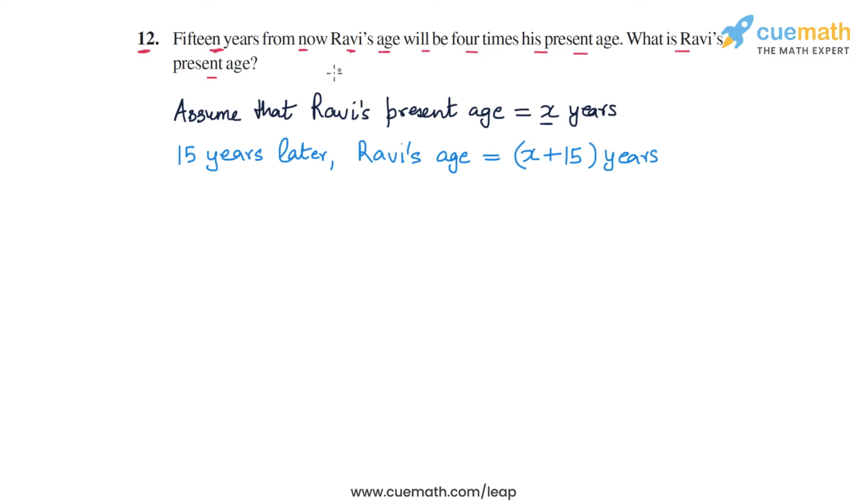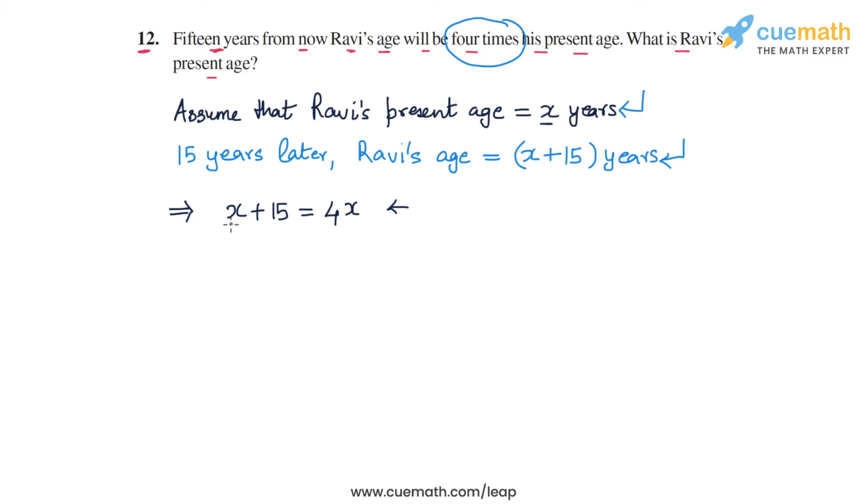Alright, and we are now told that 15 years from now Ravi's age will be 4 times his present age. So 15 years later his age is X plus 15. This will be 4 times his present age, which is X. So using this, we can now translate this into an equation. So X plus 15 will be equal to 4 into X. Okay, so we have done the hard part, which is to translate the word problem into this equation. And now all we need to do is solve this equation and find the value of X.